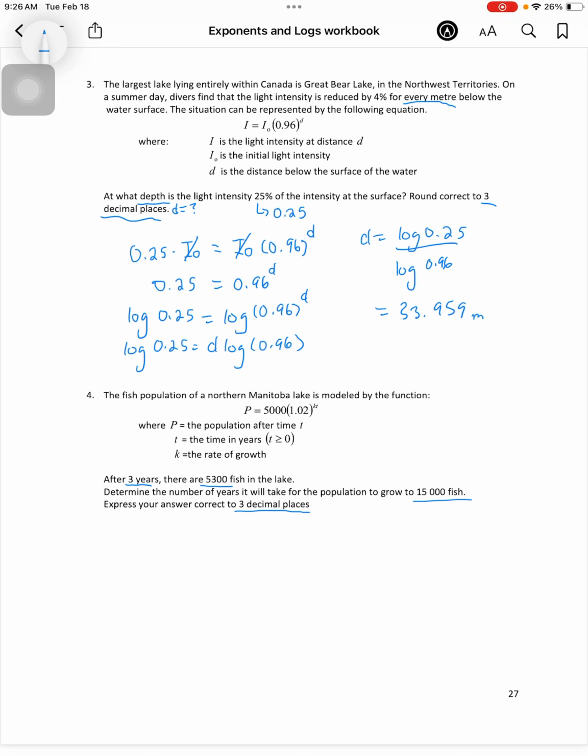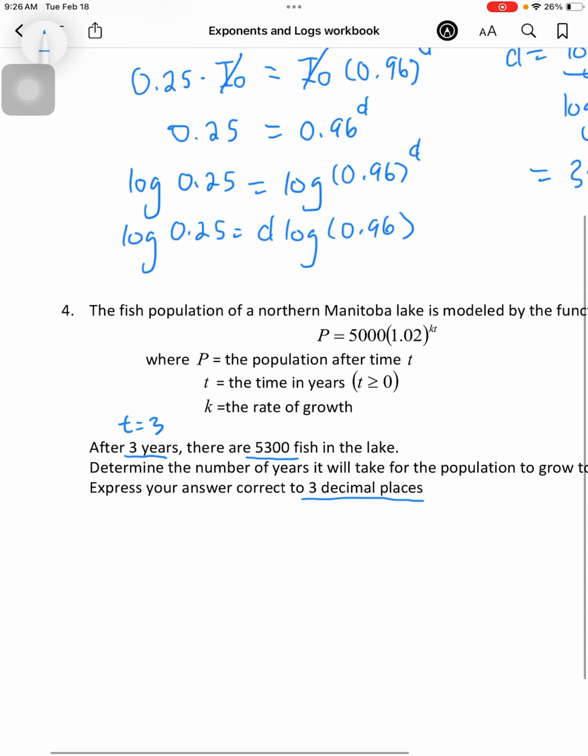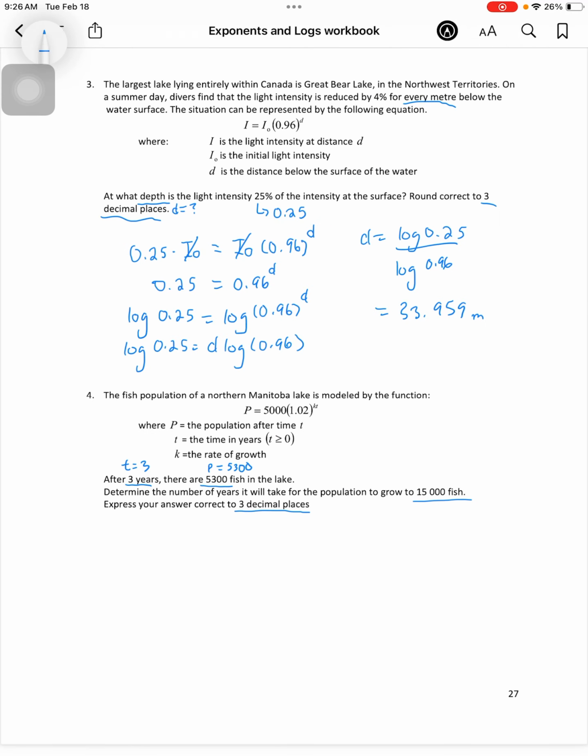Whenever you see that they gave you 2 pieces of information about the same variable, let me restart that. Here, they gave us one scenario. After 3 years, there are 5,300 fish. So they told us t equals 3, and P is 5,300. They gave us t and P already. And then again, they ask us to find the number of years, so we don't know what t is.